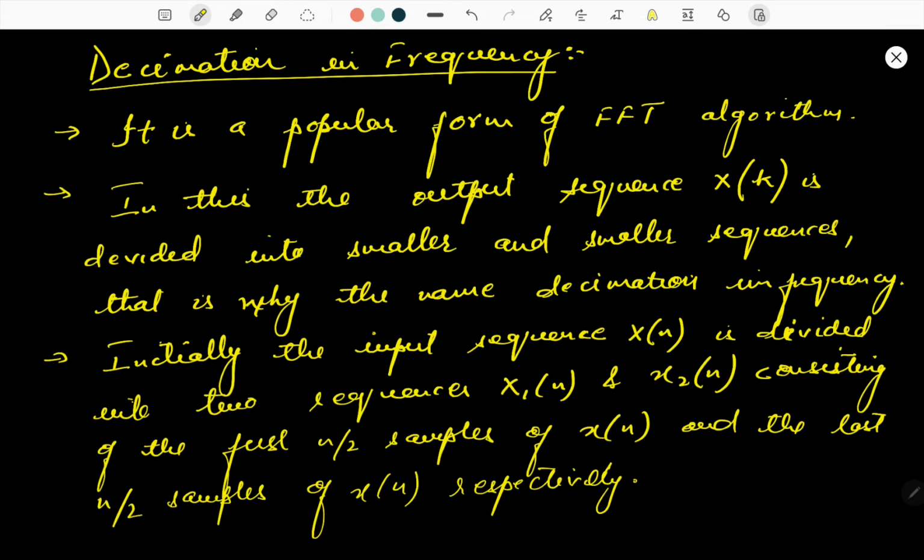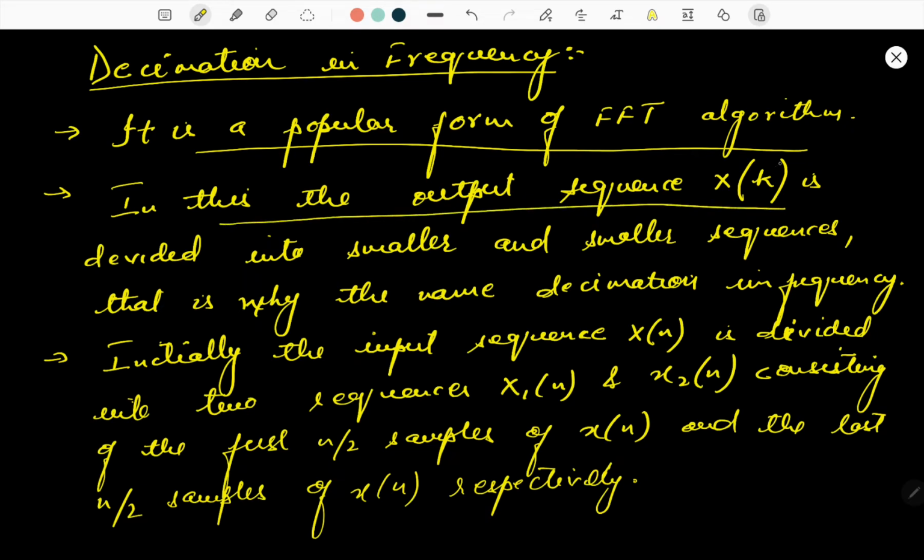So hello everyone. In the last lecture we discussed the decimation in time of the fast Fourier transform. Today we are going to discuss the decimation in frequency. It is a popular form of fast Fourier transform algorithm, and in this the output sequence X(k) is divided into smaller and smaller sequences. That is why the name is decimation in frequency.